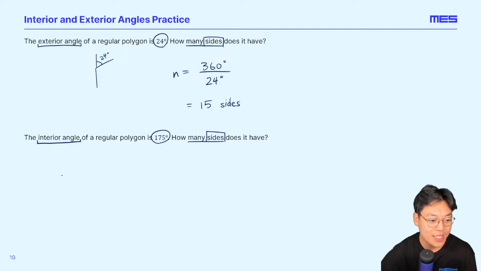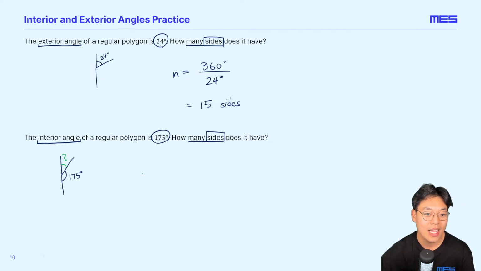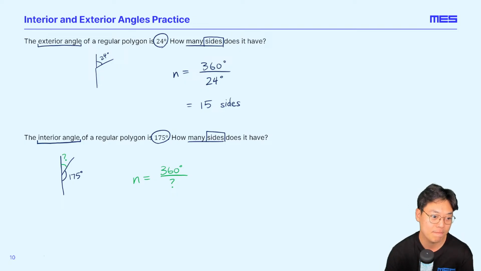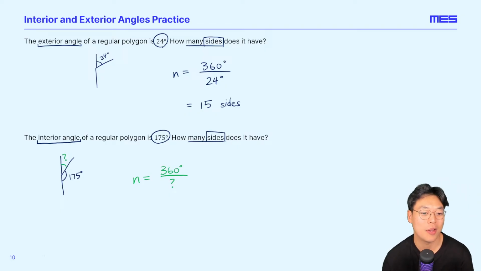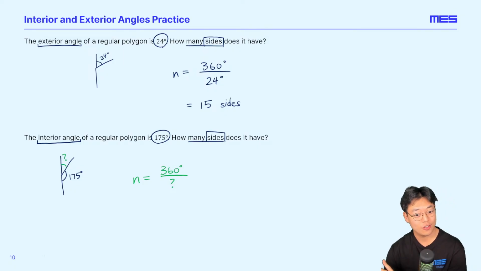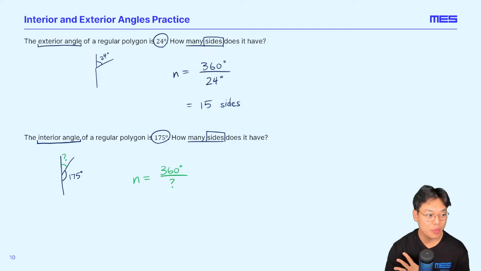I'll draw this out for us. So the interior angle is 175 degrees. I have to first find the value of my exterior angle. And once I know that, I can find my n, right? The number of sides will be 360 degrees divided by whatever that question mark is. Let me know in the chat what you get for this problem. We have an interior angle. We know it's a regular polygon, and because it's regular, all the exterior angles will be the same.